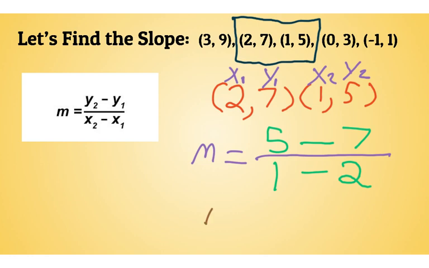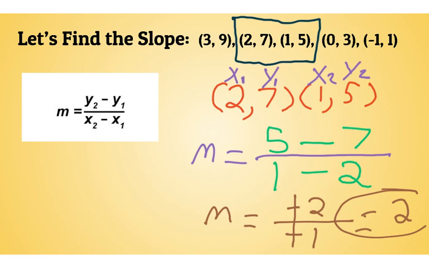So we have m equals, on the top, it's going to be 5 minus 7, which is going to be a negative 2. And on the denominator, you're going to have 1 minus 2, which is a negative 1. I know that two negatives equal a positive, so this is really m equals 2. So that's our slope, 2.